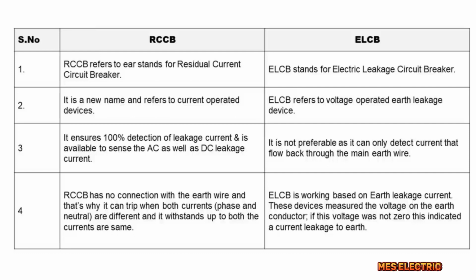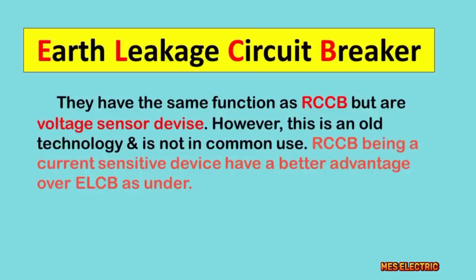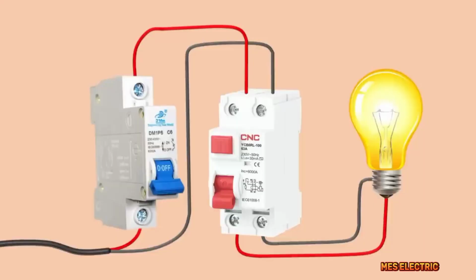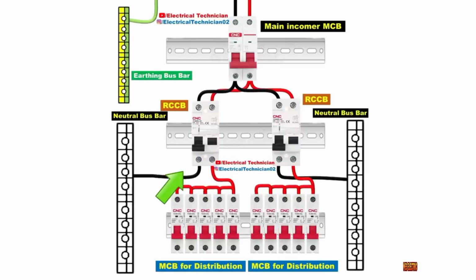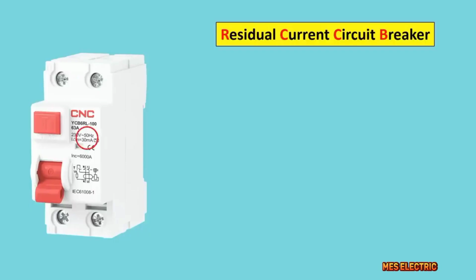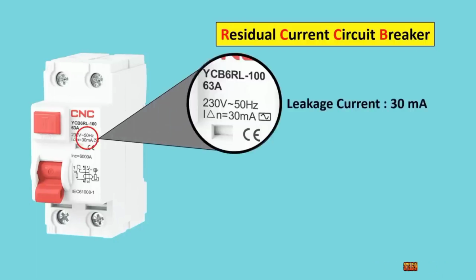For now, just understand that both RCCB and ELCB are a type of device which provides protection from electric shocks and earth fault. If you go to market to buy a ELCB, then it is possible that you can't find it. For now, you can only find RCCB in the market, which is more sensible than ELCB. Before moving forward, I want to tell you one more thing, that when you go for installation of RCCB, then the leakage current of RCCB must be 30 milliampere.